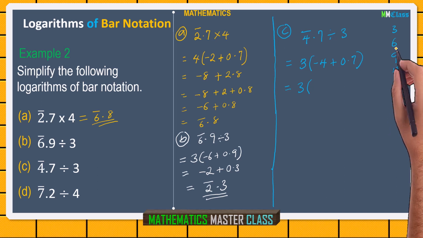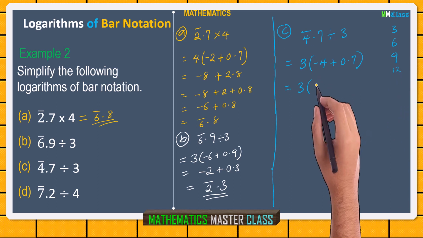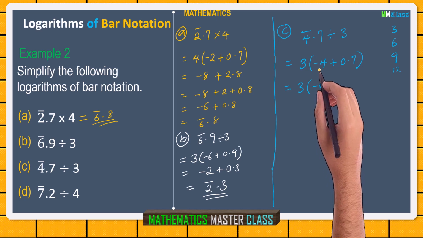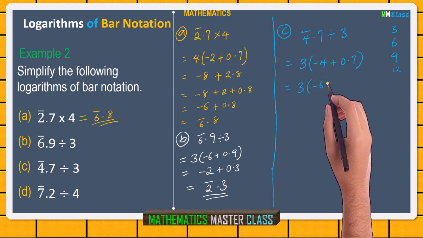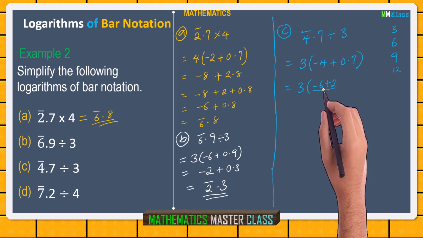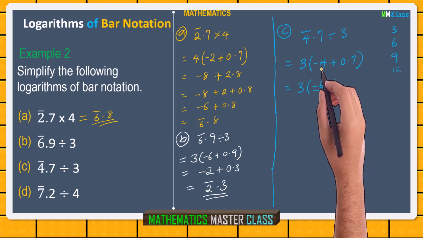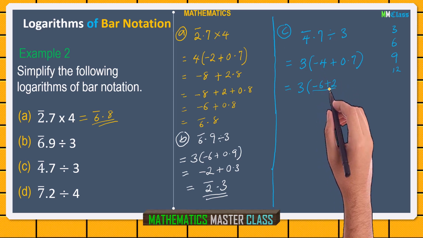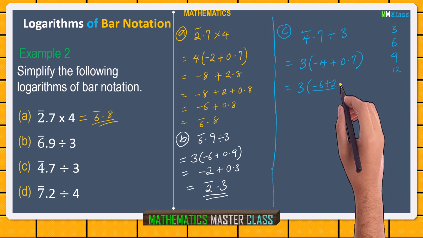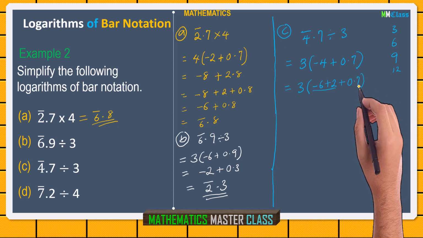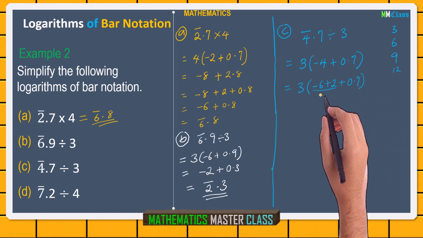So let's use 6 here. So we are going to write minus 6 here instead of 4. So what number will you add to this minus 6 to give us minus 4? That number is 2. So we have expanded this number because minus 4 is the same thing as minus 6 plus 2. So that we now add our 0.7 to it. So we are doing this so that we can divide it with 3.